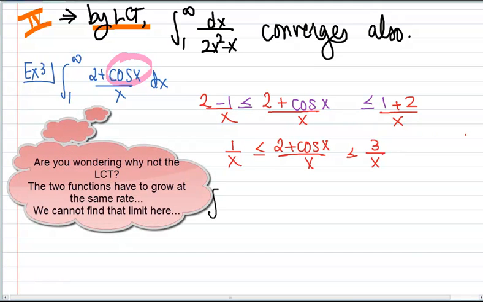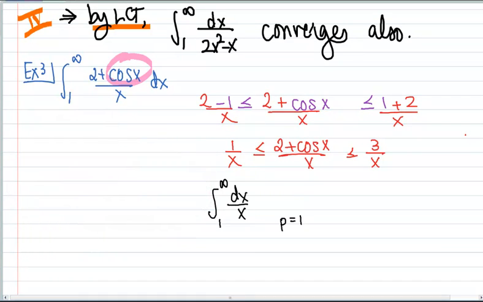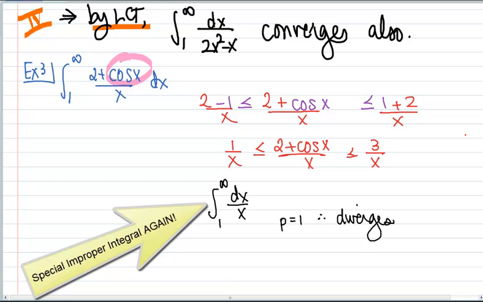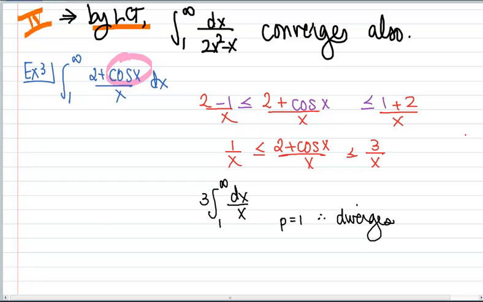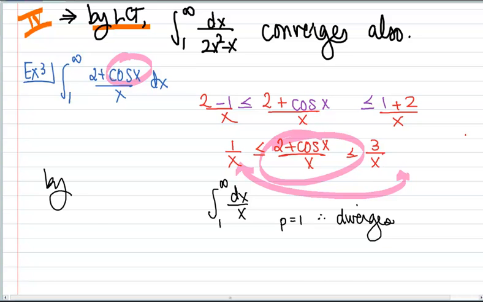We're going to go ahead and use the direct comparison test. I know that the integral from 1 to infinity of dx over x fits that form where p equals 1, which means it diverges, and it's the smaller function. And if you had even chosen the 3 over x instead, well, it's going to diverge times 3, it's still going to diverge. So either one works. These two functions diverge, so therefore the middle one diverges also. So this one happens to be, by the direct comparison test, divergent also.